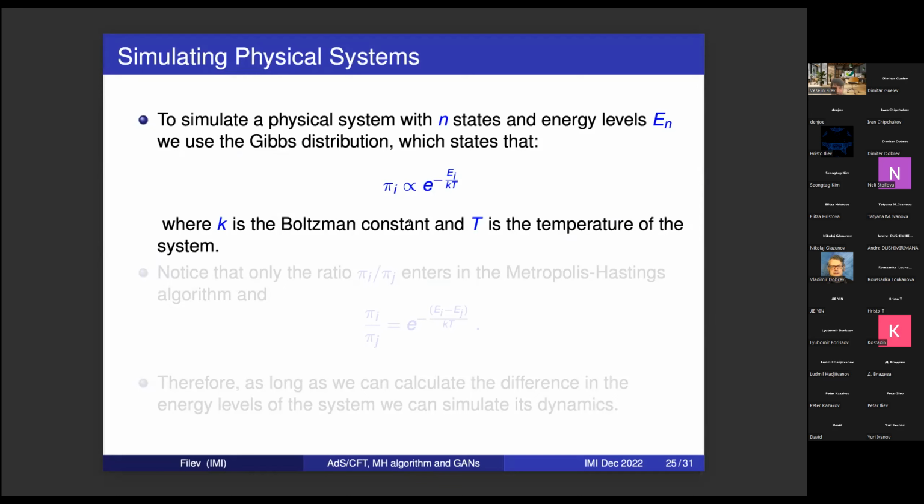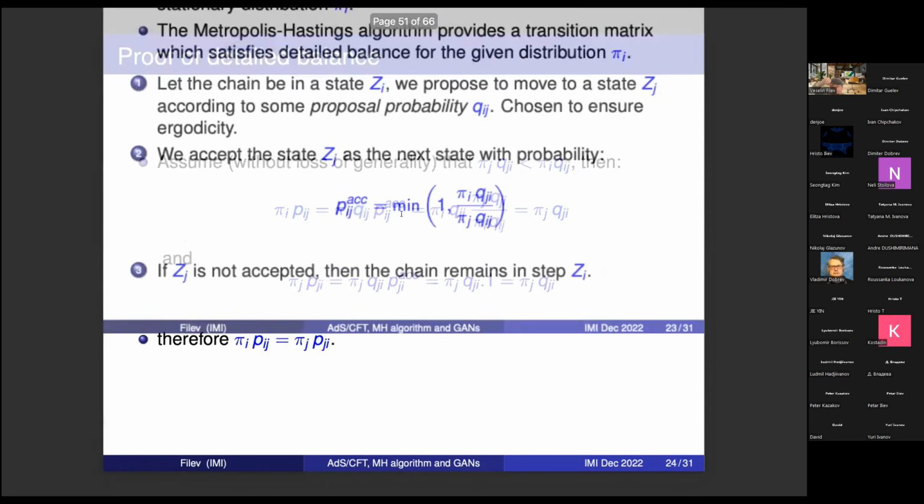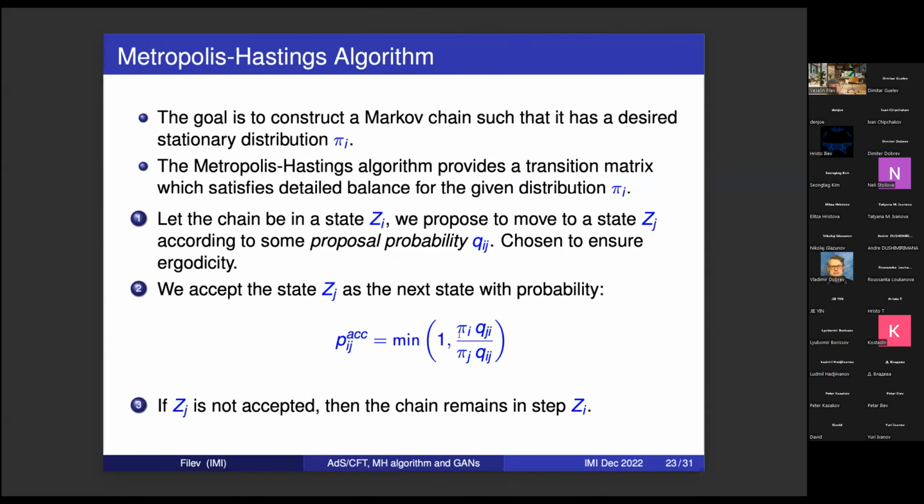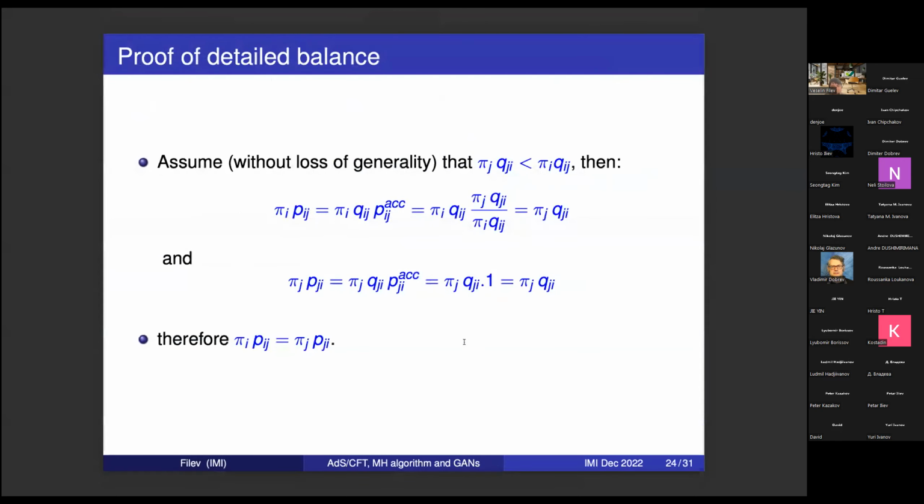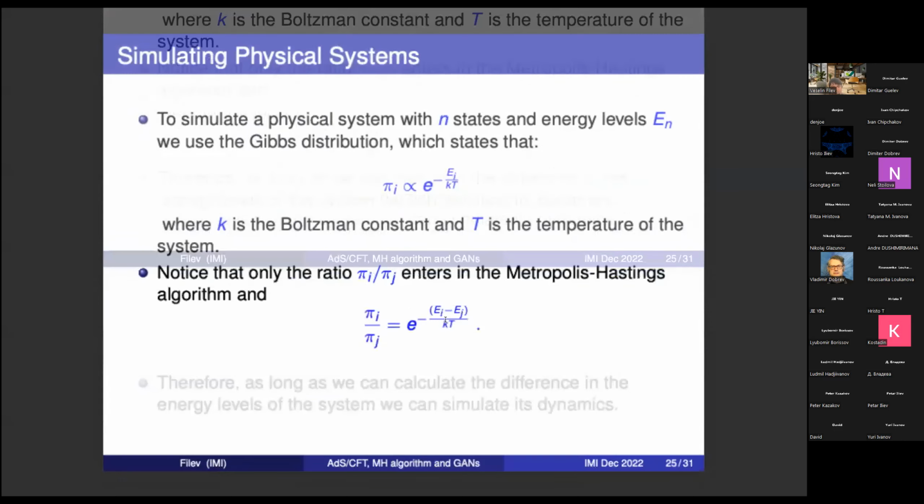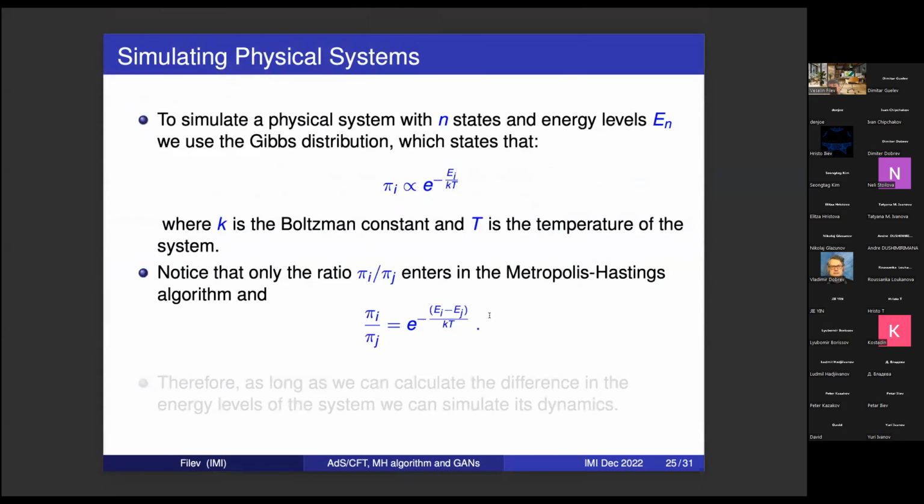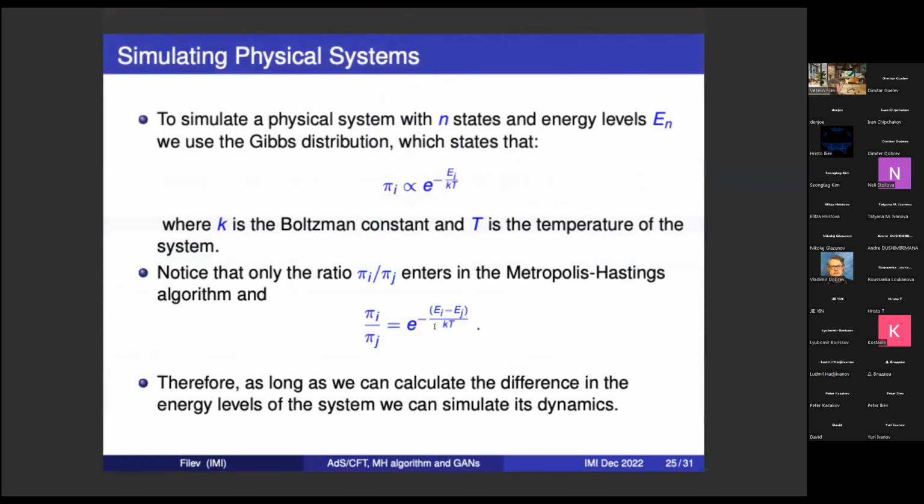And the nice thing in this algorithm is that you only need the ratio of the stationary distribution. You don't actually need the overall normalization constant. It's nice because you don't know it before you did the simulation, and all you need is the ratio of the probabilities, and this ratio just depends on the difference of energy levels. And therefore, as long as you have a procedure to propose a new state of the system and calculate the change of energy, you can simulate the system. And this is why it's so widely used, this algorithm.